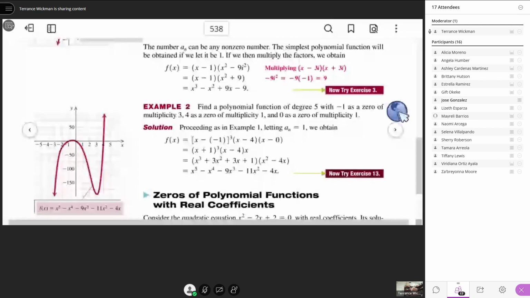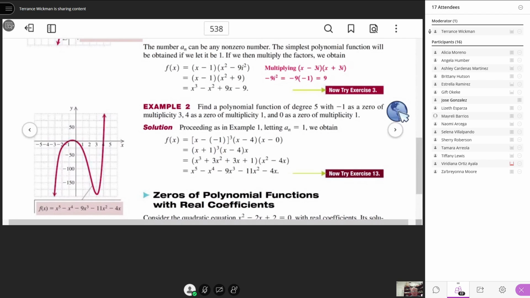Now, number 2, this is a degree of 5. If -1 is a 0, that gives you x plus 1. But it has a multiplicity of 3, so it's a cube, x plus 1 cubed. I hope you understand what they mean there.